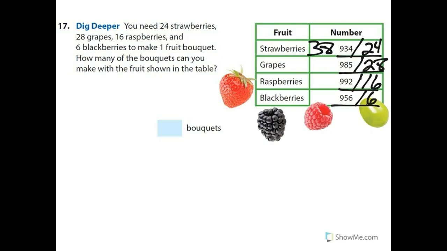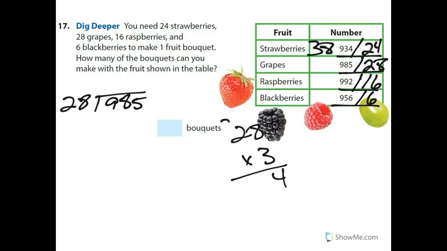All right, so 985 divided by 28. So 28 into 985. Well, if I did 30 and 900, we'd be 3. Well, let's try that. 28 times 3. 3 times 8 is 24. 3 times 2 is 6. 6 plus 2 is 8. So, got 3 here. 840. So we got 5, 4, and 1.